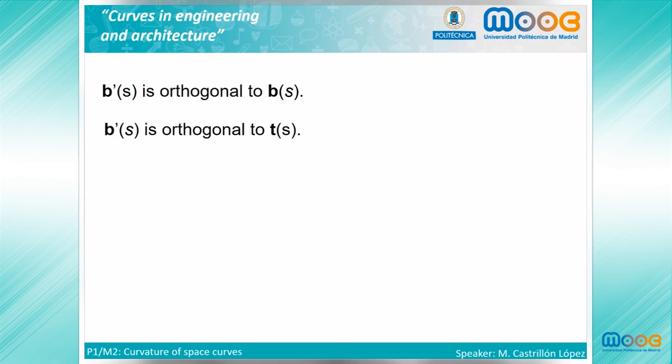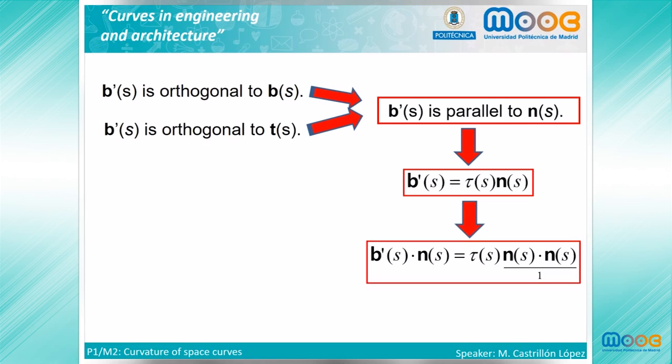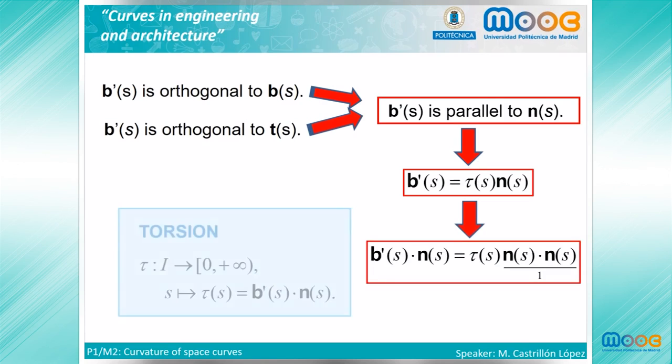As b' is orthogonal to the binormal vector and also to the tangent vector, we conclude that b' is parallel to the normal vector. That is, b' and n are proportional. We denote by tau the proportion between these two vectors. Multiplying by the normal vector on both sides of this equation, we obtain an expression for this new function tau. The function tau is called the torsion function, and it measures the variation of the binormal vector.